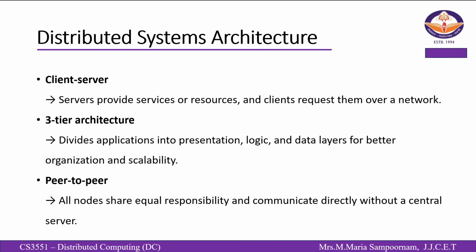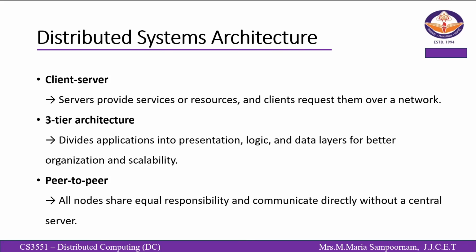The second one is three-tier architecture. Presentation, logic, and data layers are separated in that. For example, in a shopping site, the website, that is the user interface, the cart system, and the product database are all separate. Then the third one is peer-to-peer. Every device is equal. For example, file sharing apps like BitTorrent are an example of P2P connections.